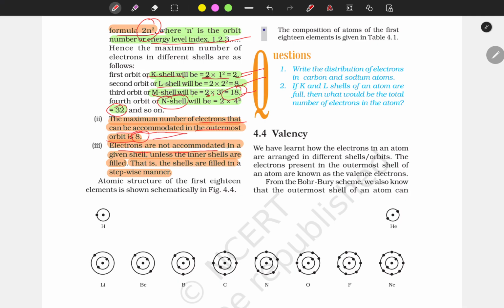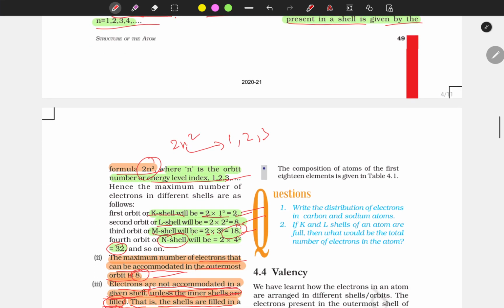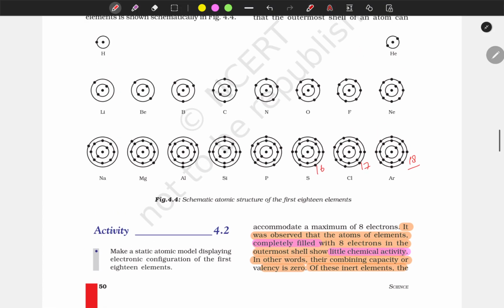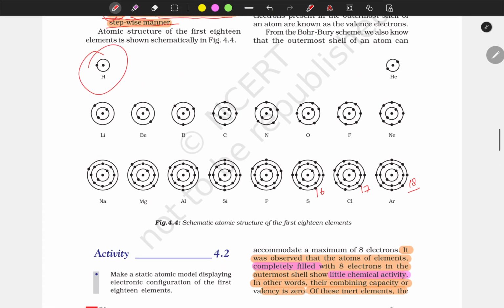Electrons are not accommodated in a given cell unless the inner cells are filled. So it is necessary that the inner cells are completely filled, only then will the next cell start filling. That is, the cells are filled in a stepwise manner. So here is a pictorial representation. The first cell: hydrogen has only 1 electron, so it is in the first cell.